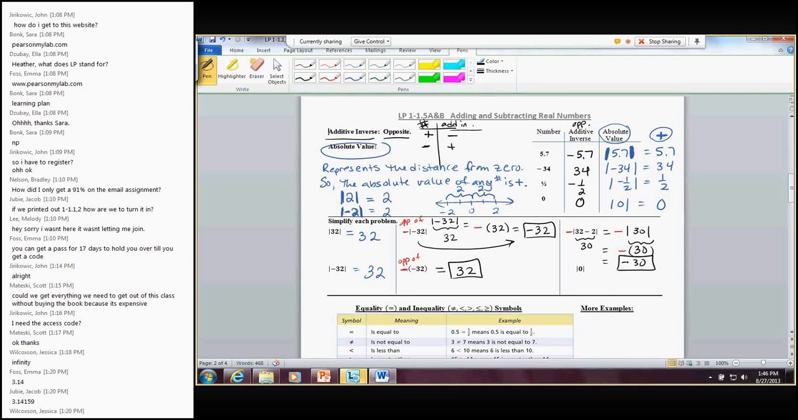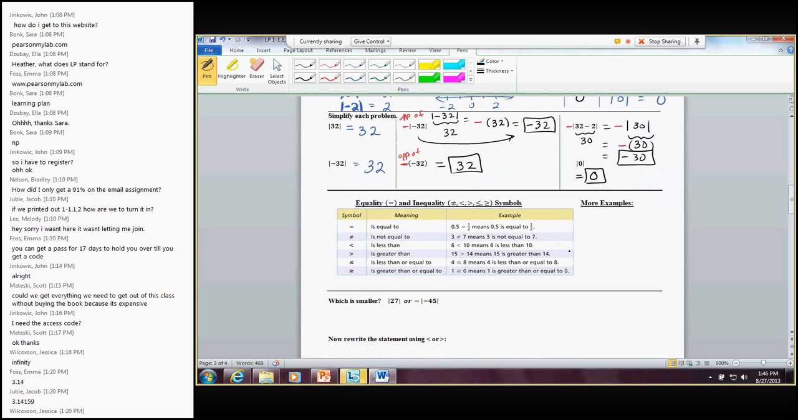Good job. Okay, and what's the absolute value of 0? Just 0. Okie doke. So that's a little bit about absolute values. We'll have some of that for your homework. Just going to scroll up a little bit.